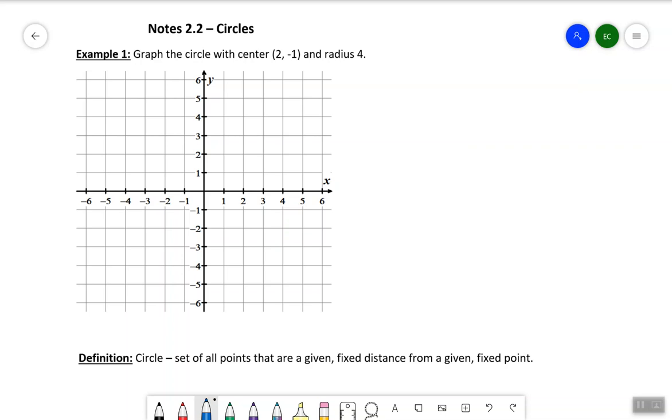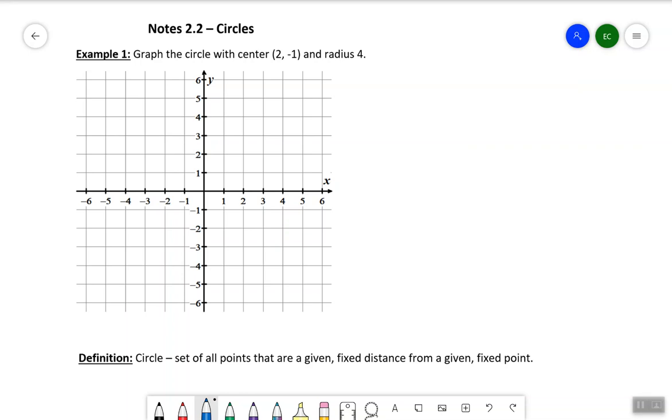We're starting section 2.2. The topic is circles. We want to study the properties and graphs and equations of circles. So let's get right to it. With this first example, we just want to graph a circle with center at (2, -1) and radius 4.